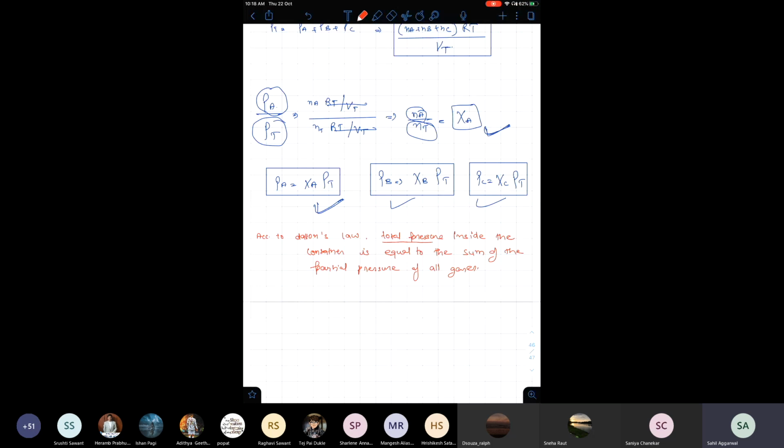Dalton's law of partial pressure: the total pressure is the sum of the partial pressures of all gases.